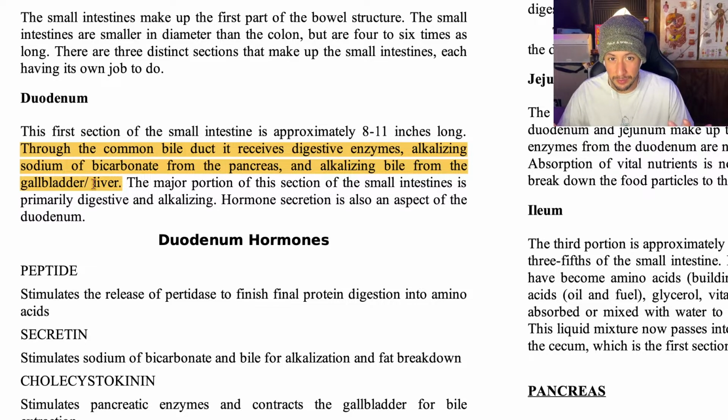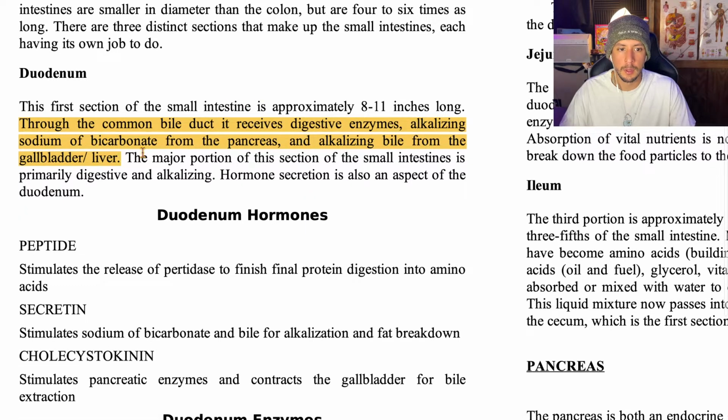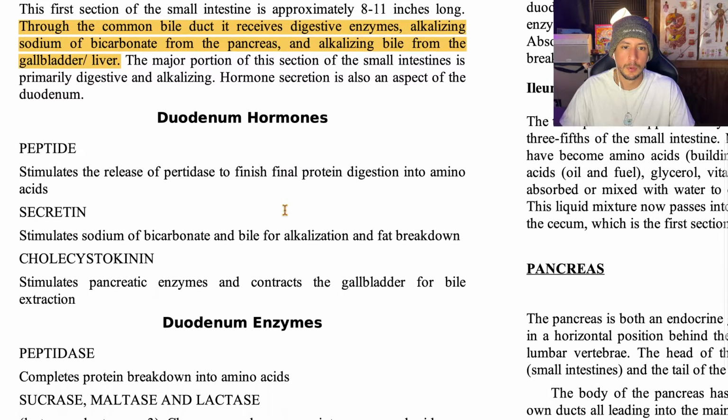So this is telling you a little bit how these all work together in harmony, and we're going to go more into how the pancreas works and how the liver works and how bile works later on, so this all makes sense. Just know it gets bile and enzymes. The major portion of this section of the small intestines is primarily digestive and alkalizing. Hormone secretion is also an aspect of the duodenum.